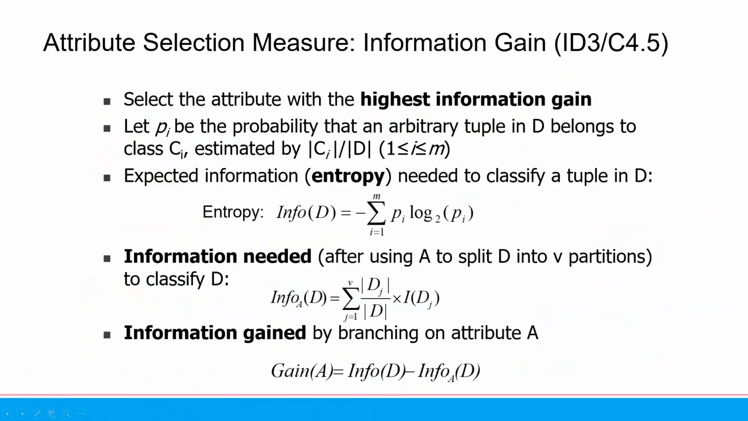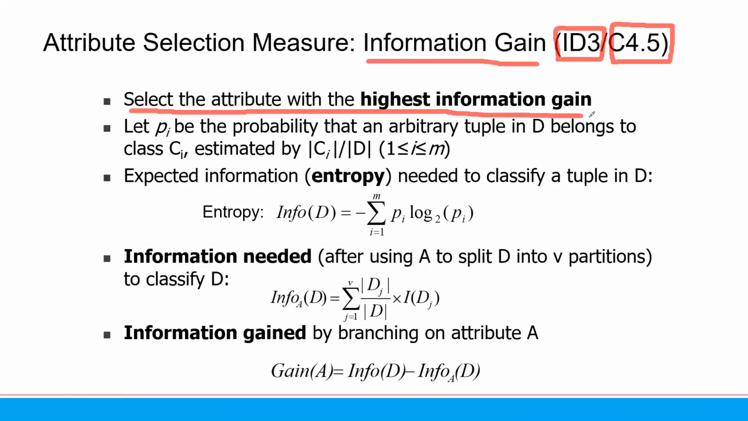We will learn about the information gain. Information gain has been used in ID3, and there is another algorithm, we call it C4.5. We need to select the attribute with the highest information gain. What is this one? We will check. Let Pi be the probability that an arbitrary tuple in D belongs to class Ci. It is estimated by |Ci,D| divided by |D|.